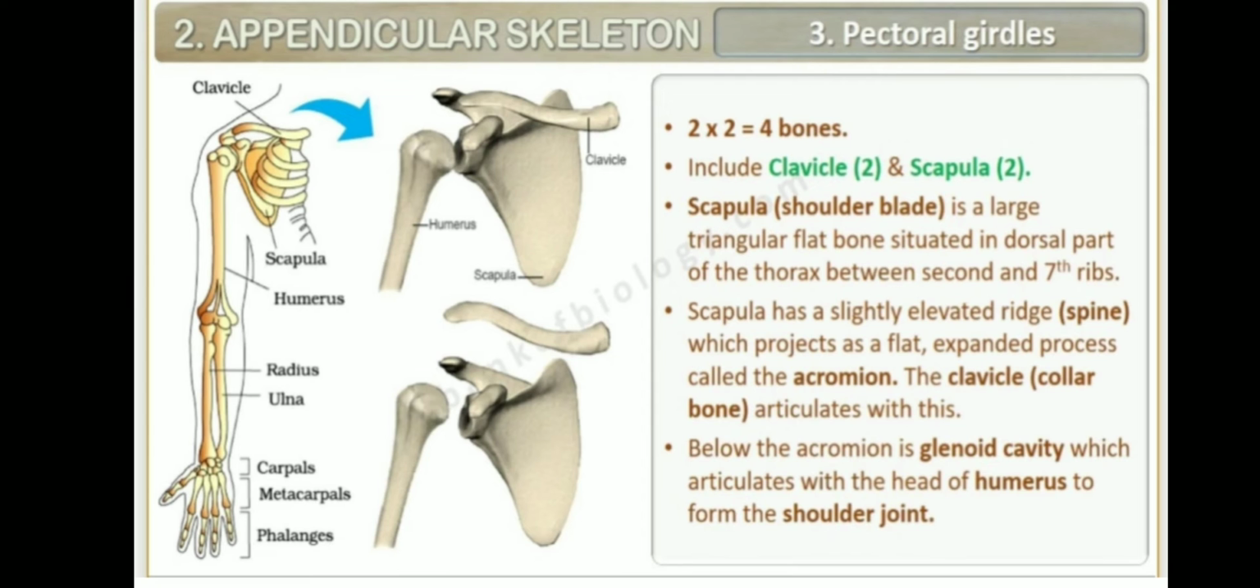Pectoral and pelvic girdle bones help in the articulation of the upper and the lower limbs respectively with the axial skeleton. Each girdle is formed of two halves. Each half of the pectoral girdle consists of a clavicle and a scapula. Scapula is a large triangular flat bone situated in the dorsal part of the thorax between the second and seventh ribs. Scapula has a slightly elevated ridge, the spine, which projects as a flat expanded process called the acromion. The clavicle, the collar bone, articulates with this. Below the acromion is the glenoid cavity, which articulates with the head of humerus to form the shoulder joint.